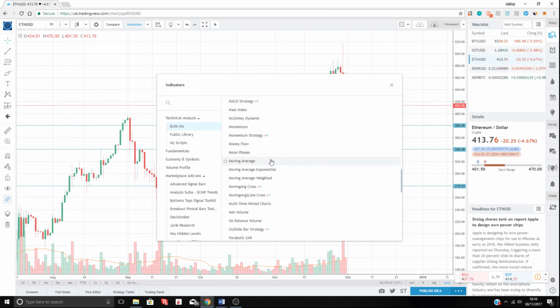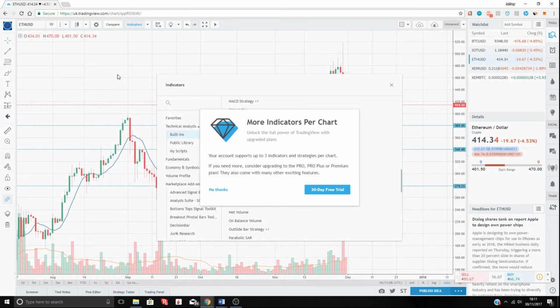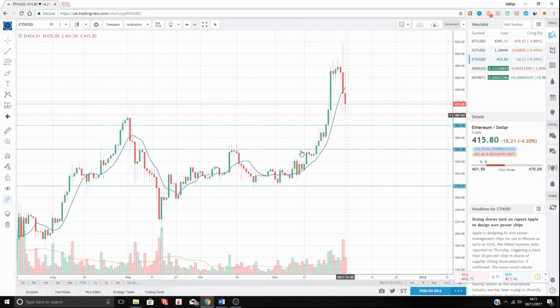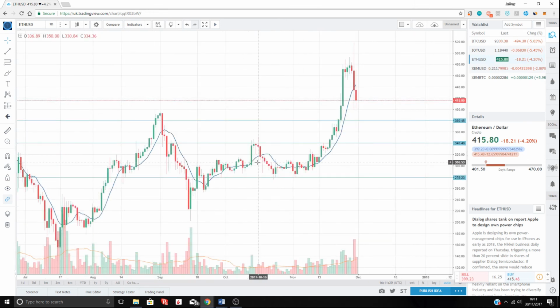But let's take a look at the simple moving average. A lot of the time, it'll just be called moving average. Sometimes it'll be called simple moving average, or it would just be SMA or MA. So let's have a look at it. Let's get it on there. So see, now we have this line going across, and that is a moving average. This is how it's put to you in a visual form.